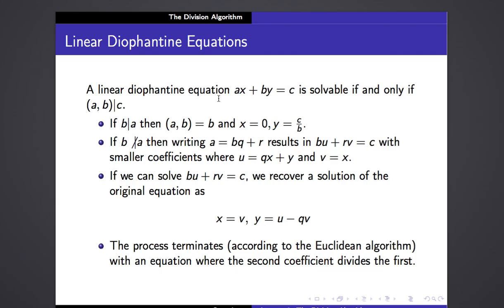Oh, I'm sorry. I got it backward, right? I got it backward. Only if part is straightforward. Sorry about that. Okay, so let me repeat that. So this only if part, right? That's straightforward. Let's assume that ax plus by equals c is solvable, means that there is a solution.